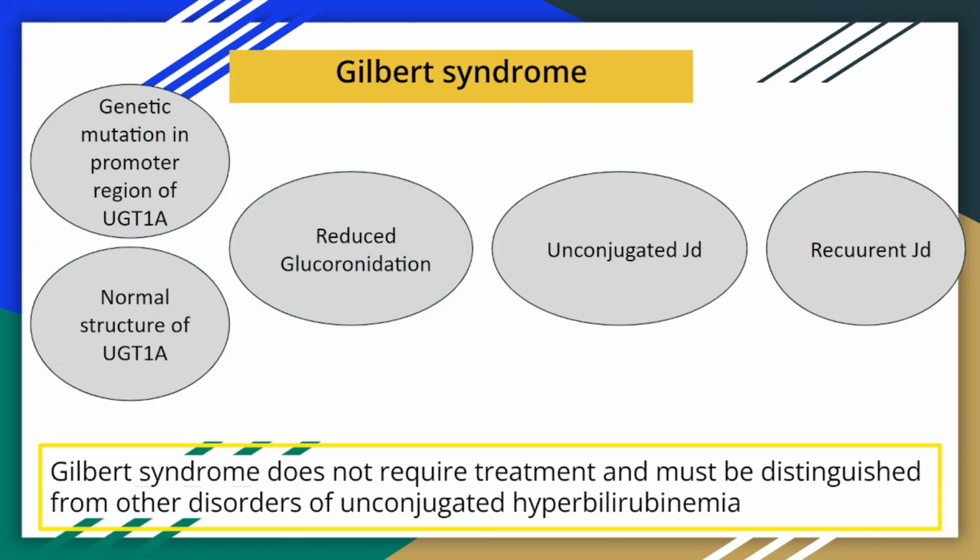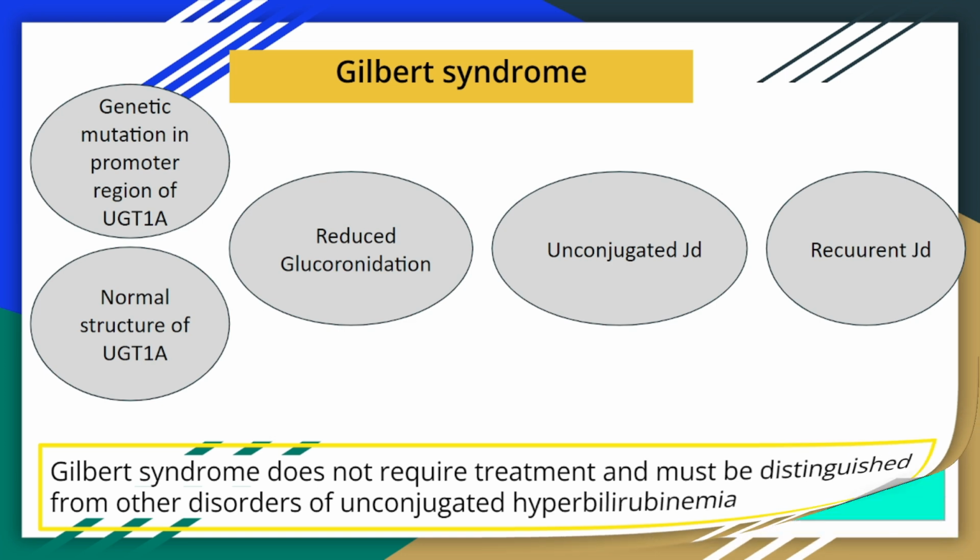Gilbert syndrome is an autosomal recessive disorder of bilirubin metabolism within the liver. This is due to a genetic mutation in the promoter region of UGT1A. There is reduced glucuronidation, which leads to unconjugated jaundice. These individuals will also experience recurrent jaundice. Gilbert syndrome does not require treatment but must be distinguished from other disorders of unconjugated hyperbilirubinemia.